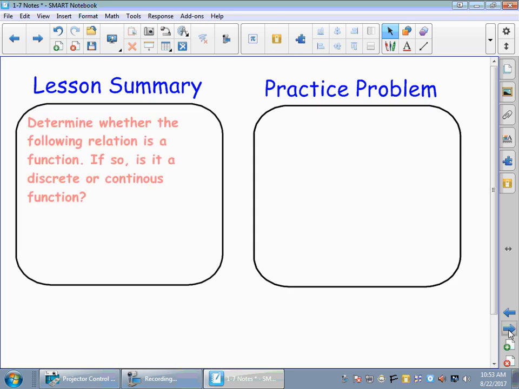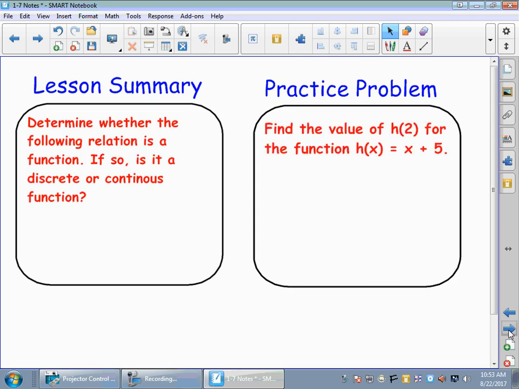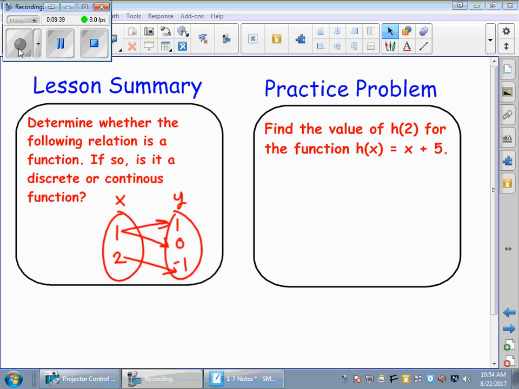All right, so I need you to determine whether the following relation is a function. If so, is it continuous or discrete? And then find the value of h of 2 for the function h of x is equal to x plus 5. There we have it. So tell me whether the following relation is a function, and if so, if it's discrete or continuous, and then evaluate your practice problem.